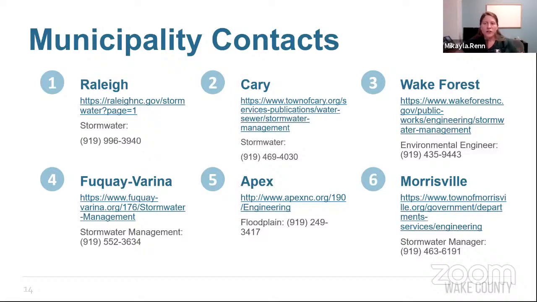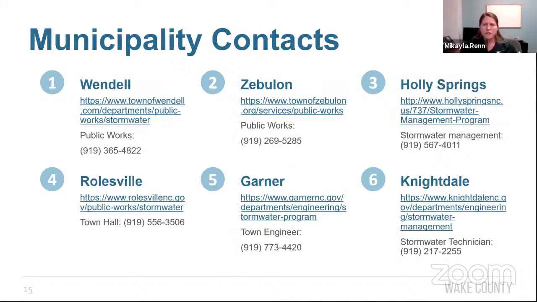It can be a little difficult figuring out the best department or person to contact within municipalities. So we've listed them out right here for you. We have contacts for City of Raleigh, like I mentioned, Cary, Wake Forest, Fuquay Varina, Apex, and Morrisville. Most of these contacts are for their stormwater divisions, but you can see a few of them fall under engineering or floodplain management. The rest of the municipality contacts are listed here. There's Wendell, Zebulon, Holly Springs, Rolesville, Garner, and Knightdale.